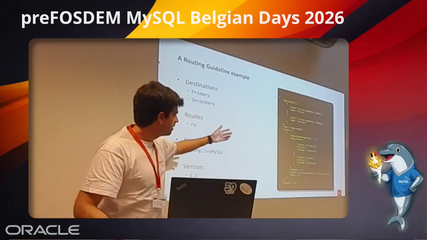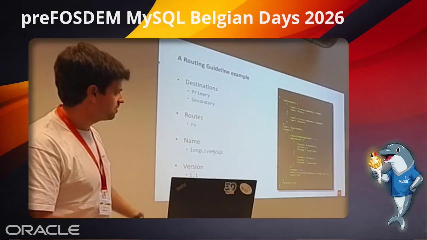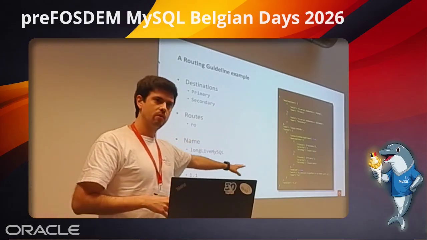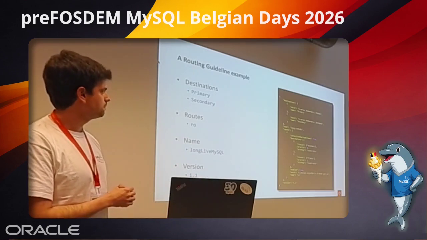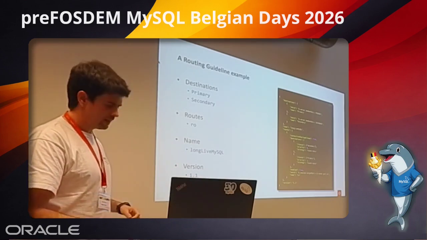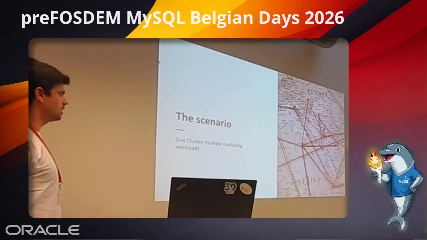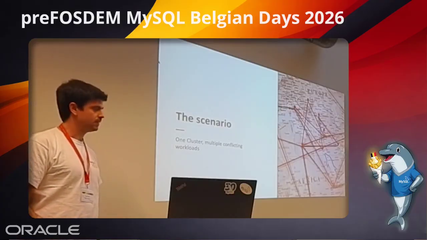Then there is the name, long-lived MySQL, the version 1.1, and there are other things such as the strategy, round robin by default, and that's it. Okay, so I hope you understand what routing guidelines are and how they work.